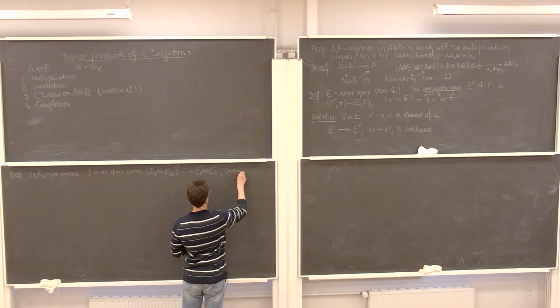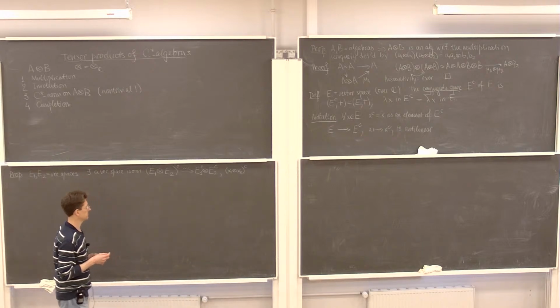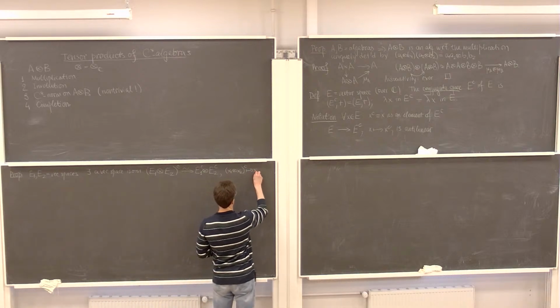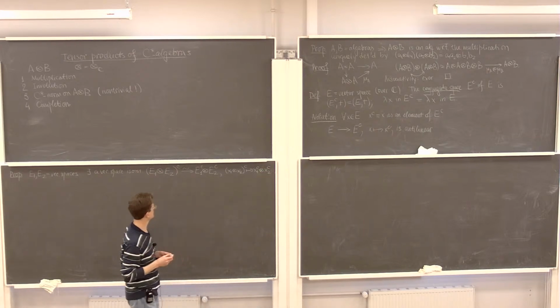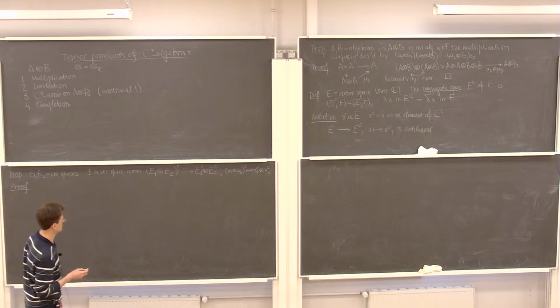If we take an elementary tensor in E1 tensor E2 and consider the respective element in the conjugate space, then this element goes to x1c tensor x2c. So briefly, the complex conjugate of the tensor product is the tensor product of conjugate spaces. The most convenient way of proving this result is to use the universal property of the tensor product.